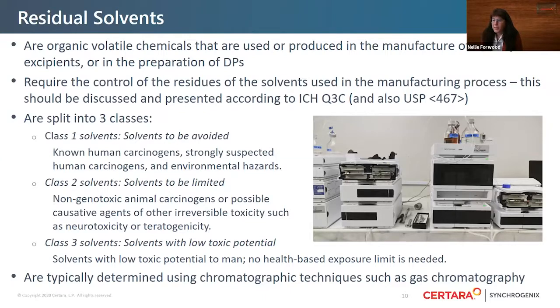Residual solvents are split into three classes. Class 1 solvents, which are solvents that you need to avoid at all costs. Class 2 solvents, which are solvents that may be used to a limited extent if you absolutely have to. And Class 3 solvents, which are solvents with a low toxic potential. All are typically determined using chromatographic techniques such as gas chromatography.